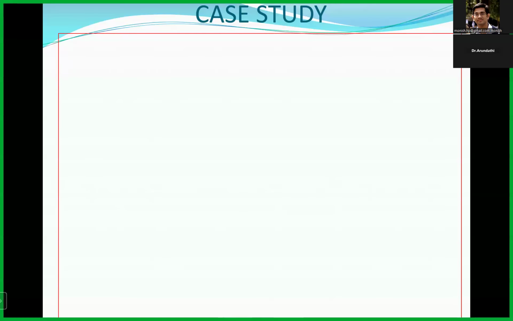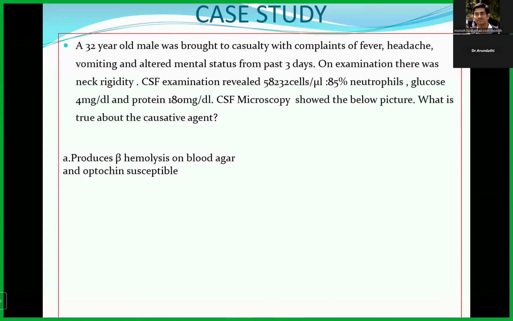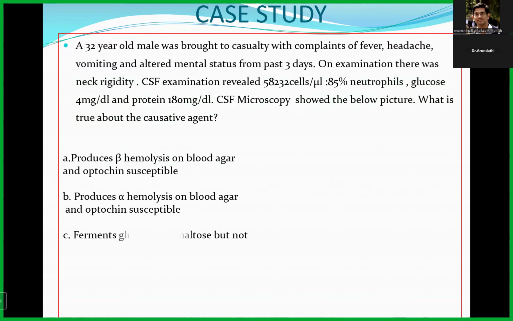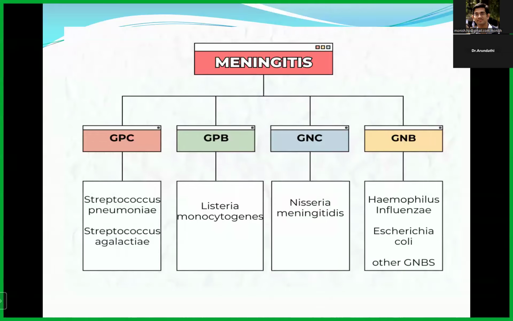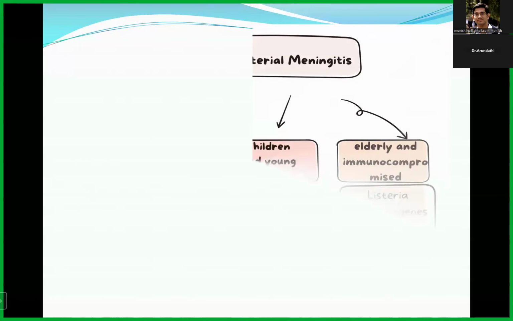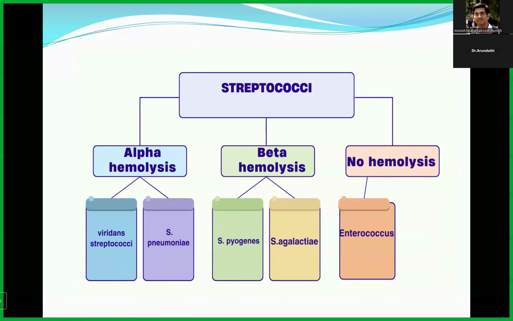So our question slide where the options were regarding the biochemical reactions of an organism, that is what was the growth on blood agar and other biochemical properties. So this really requires us to go in depth about the organism that we have suspected. So what is the organism that we suspect? It is Streptococcus pneumoniae. So let us study a little in depth about Streptococci.